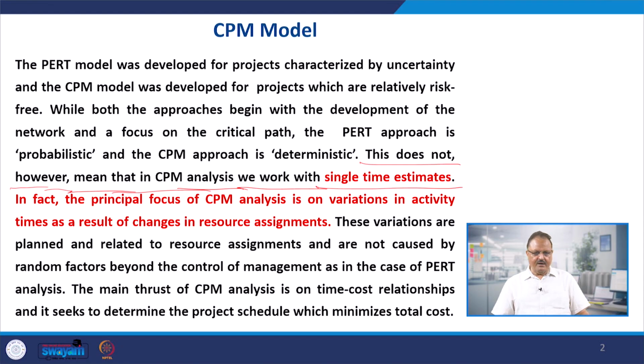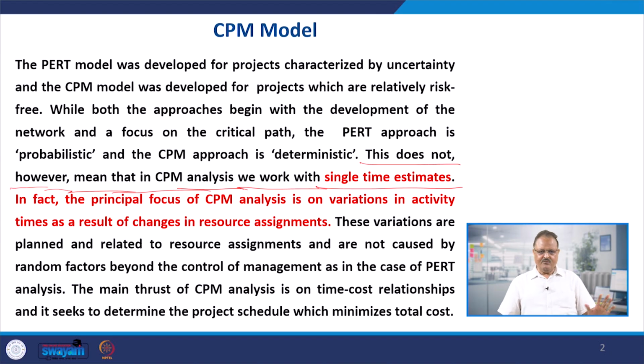In PERT we have multiple time estimates, the three time estimates TP, TM and TO. That kind of estimate is not here, but here we have multiple times. Depending upon the resources available with the firm, you can reduce the time, and if they do not want to increase the resources, then they can use the normal time of the activity for the given amount of cost. So you have to understand this difference very carefully.